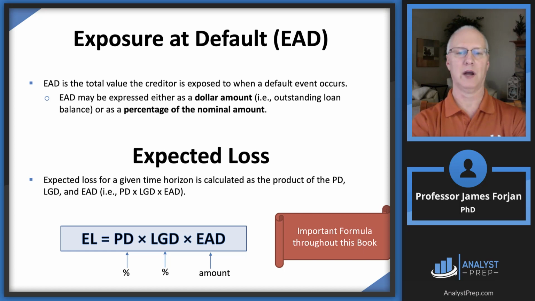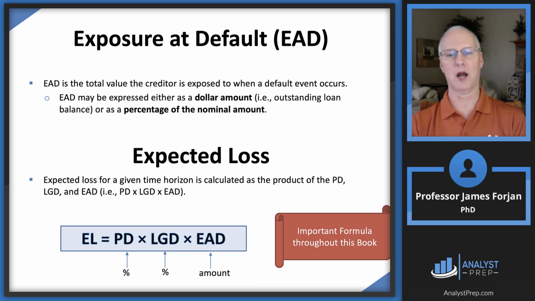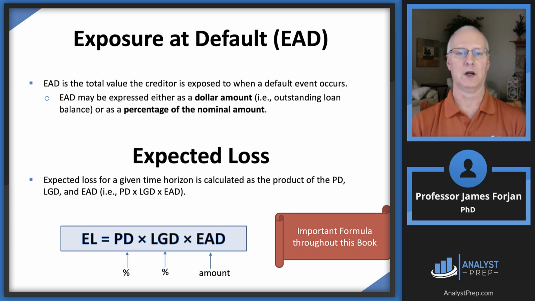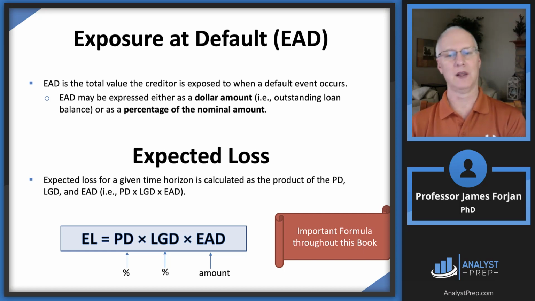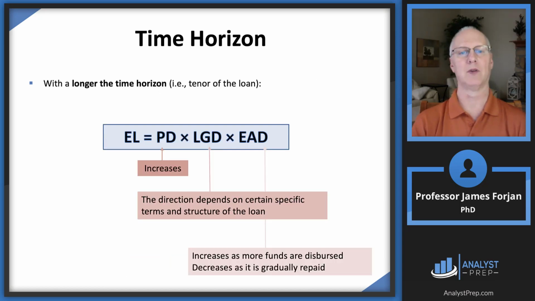And so there's our expected loss formula. Notice the scroll I have down the bottom right. Important formula used in many, many chapters throughout the program. So the expected loss is really the product of those three variables that we just described. And so the mathematics is a relatively simple calculation. Just remember that the first two are in percentage terms, and then the third one will probably be an amount.